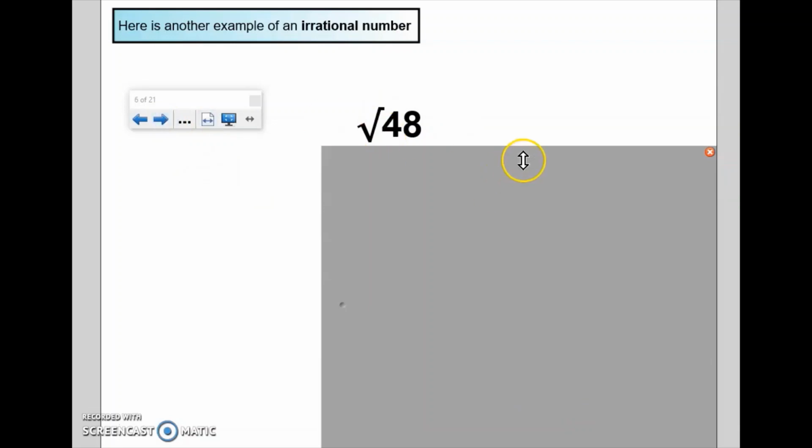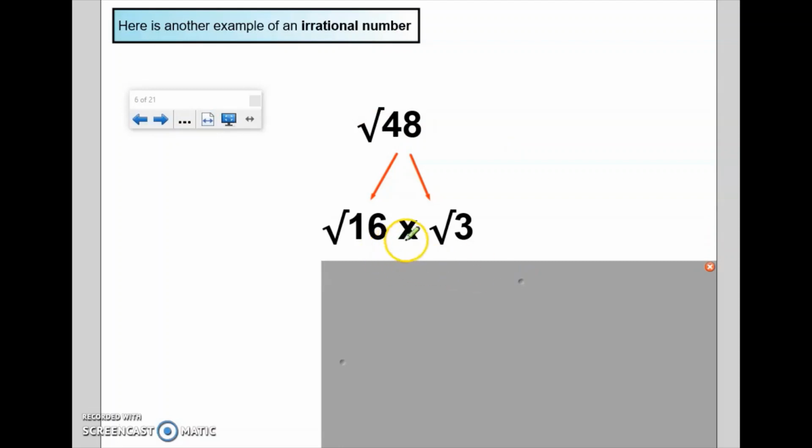Root 48, we can split that into 2 factors, root 16 and root 3. You may be looking at that and thinking we could split it into root 4 and root 12, with 4 being the square number. However, in order to get the smallest number under the square root sign, we want to remove the highest possible square factor, which is why I've chosen the 16. 16 times 3 gives me 48.